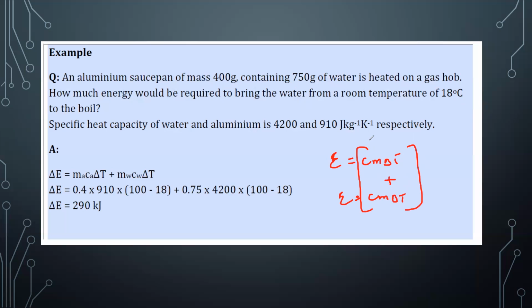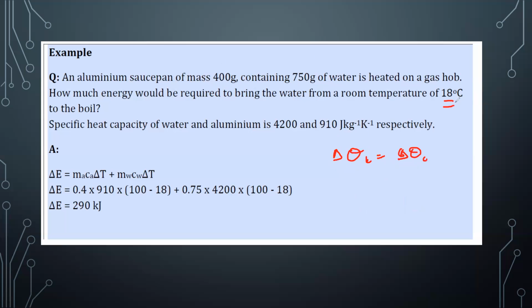And keep in mind, the temperature change in Kelvin is equal to the temperature change in degree centigrade. The temperature changes are the same. And whenever specific heat is in joule per kilogram Kelvin, the mass should be in kilogram. Here mass is given in gram, so we have to convert into kilogram. But when I say the temperature change in Kelvin, I'm not saying temperature in Kelvin equals temperature in degree centigrade. But the temperature change in Kelvin is equal to the temperature change in degree centigrade.